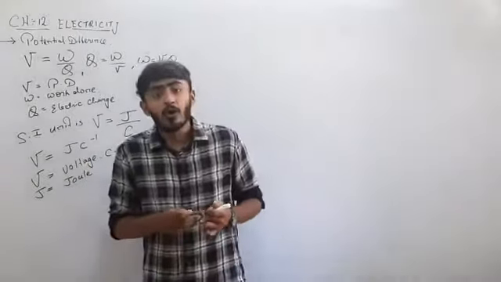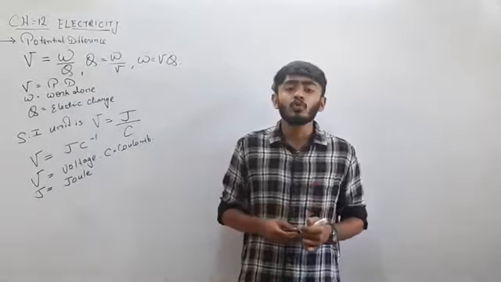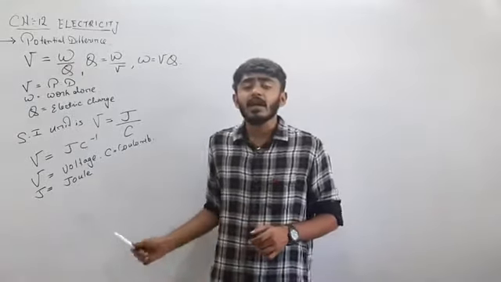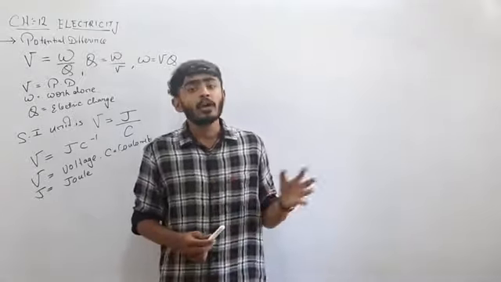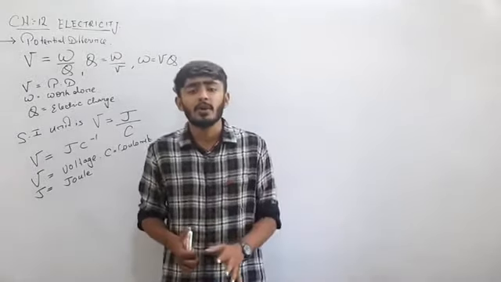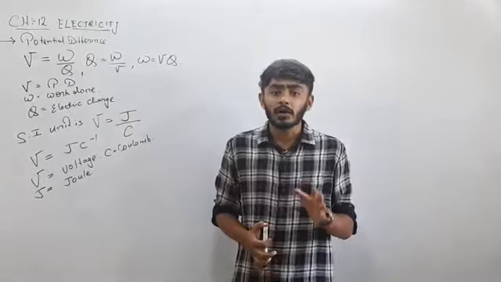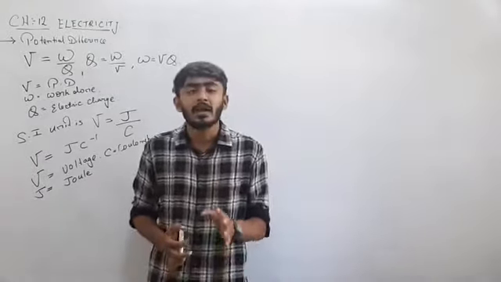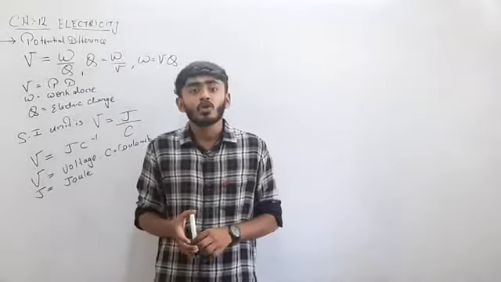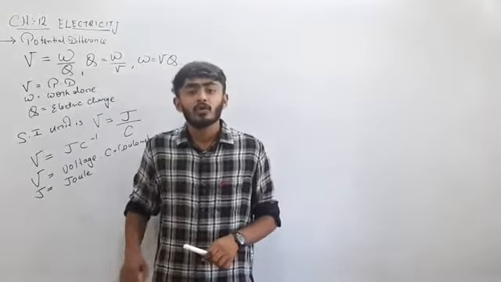We also saw that an instrument used to measure the potential difference is known as a voltmeter. I repeat, the instrument used to measure the potential difference is known as a voltmeter. And remember one thing, a voltmeter is always connected in parallel to measure the potential difference.